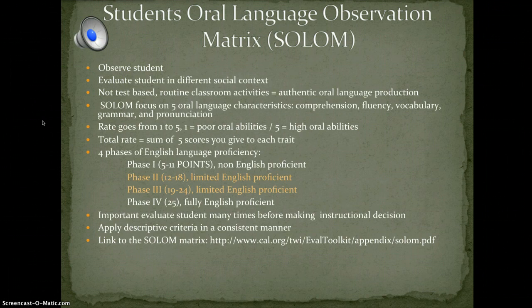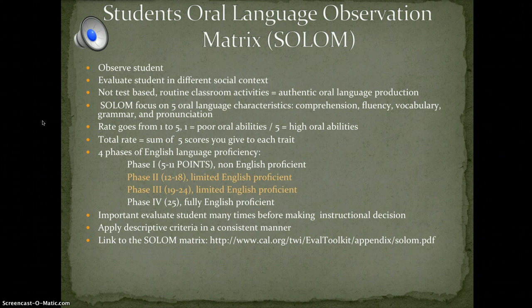There are 3 assessment tools presented in this chapter: the Student Oral Language Observation Matrix, SOLOM, checklists, and anecdotal observations. Let's start by understanding how the SOLOM works. To use the SOLOM, first you observe a student during a class activity that encourages oral language use. If you are using the SOLOM to document the year, it is important to evaluate the students in different social contexts to get a full picture.